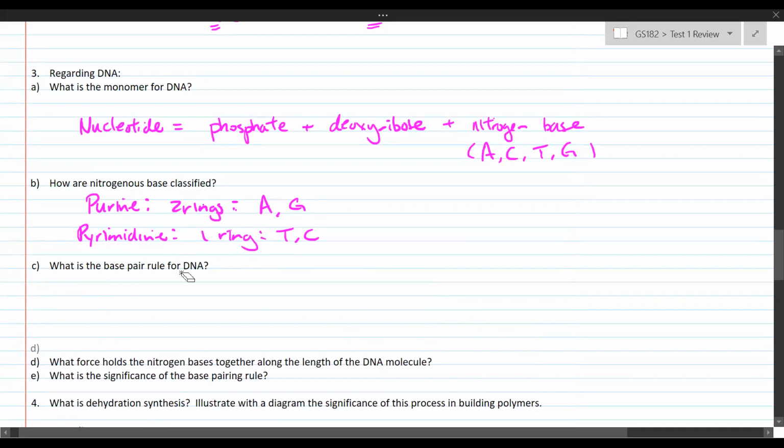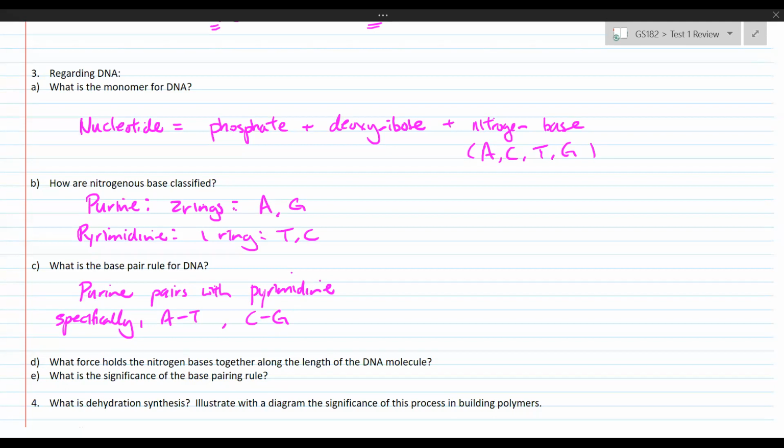What is the base pair rule for DNA? Well, purine pairs with pyrimidine. Specifically, A pairs with T and C pairs with G.